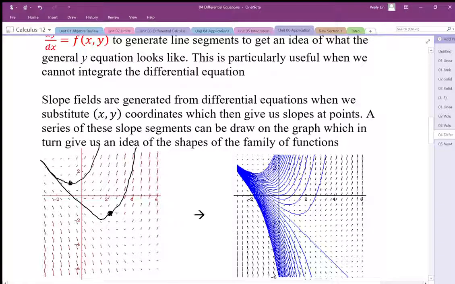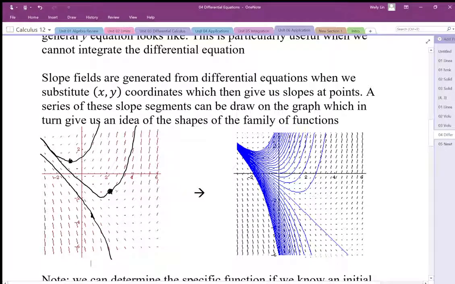Even though we can't actually solve this differential equation, if we have the derivative and we know where a point on the original y function is, we could potentially just follow this slope field, and at least we have an idea what this graph is going to look like. And that's what's going on here. These are actually solved differential equations, but even if we can't solve it, at the very least we start getting an idea of the shape of the function.